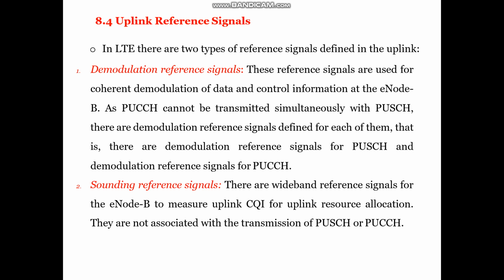Next topic we have is uplink reference signals. In LTE, there are two types of reference signals defined in the uplink. The first one is demodulation reference signals. The second one is sounding reference signals. Demodulation reference signals are transmitted on uplink resources used for coherent demodulation of data and control information at the eNodeB. These are signals just like a clock signal you are transmitting at the transmitter end, and the receiver should be synced with that clock so as to demodulate the signal.